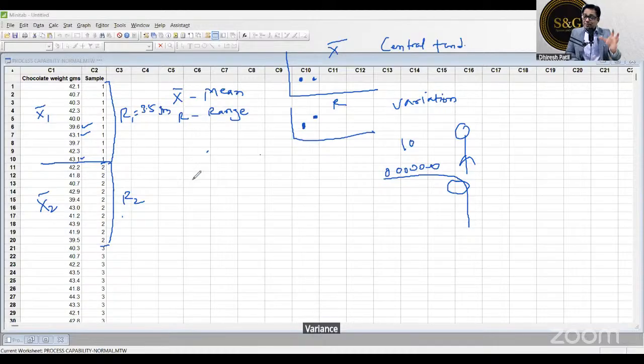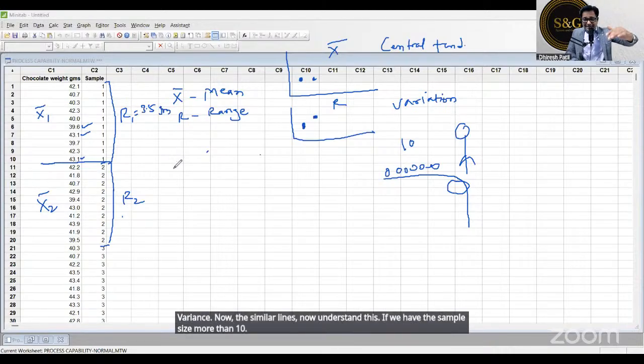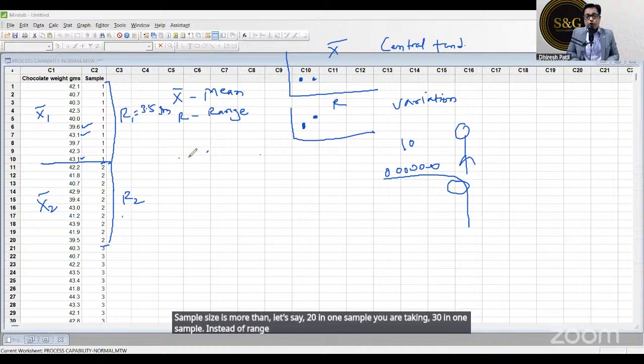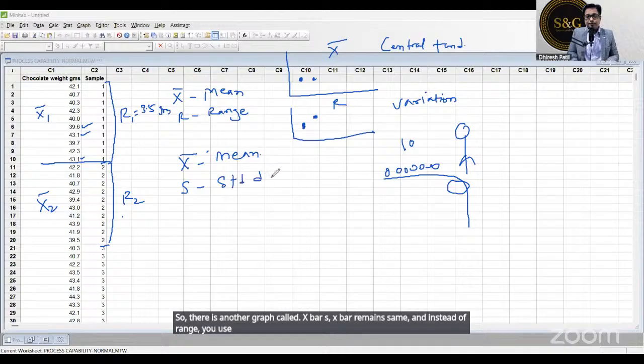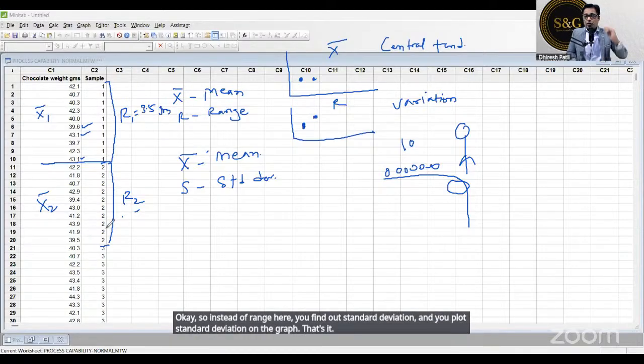Now, on similar lines, understand this. If the sample size is more than 10, let's say 20 in one sample, or 30 in one sample, instead of range, you can use standard deviation. So there is another graph called X bar S. X bar remains the same, and instead of range, you use standard deviation. So you find out the standard deviation and you plot it on the graph. That's it. It is called the X bar S graph.